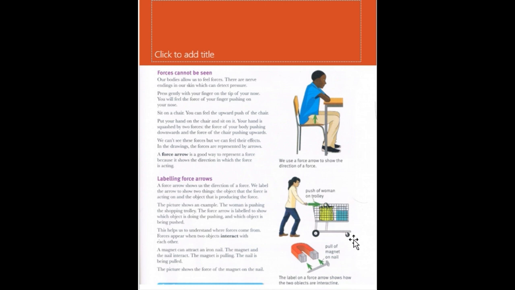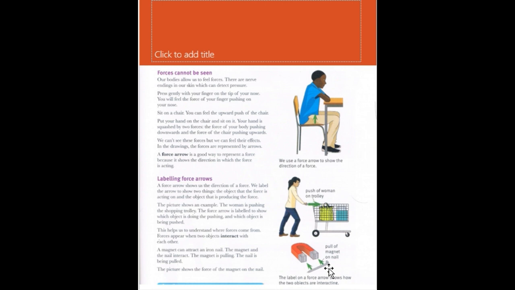Another example. There are a magnet and a nail. A magnet can attract an iron nail. The magnet and the nail interact. The magnet is pulling and the nail is being pulled. This is the same thing as the first one. The one who exerts the force is the magnet, and the one who gets the force is the nail, students.